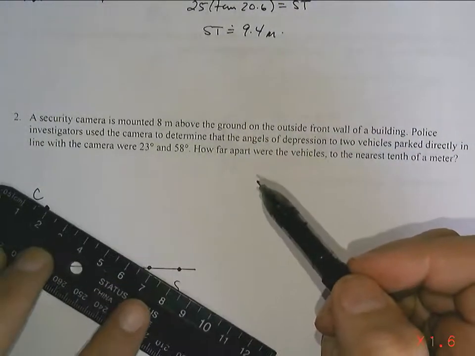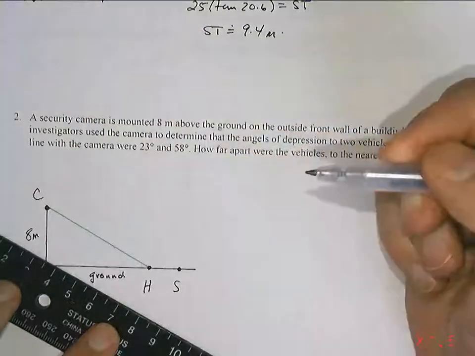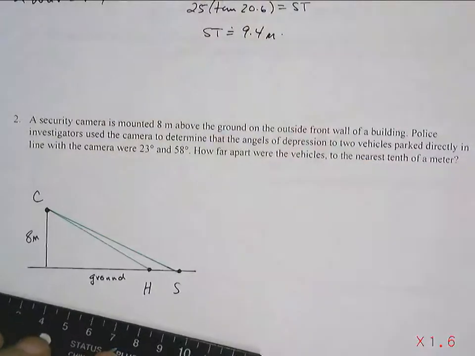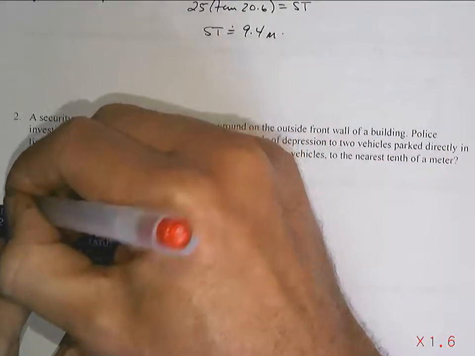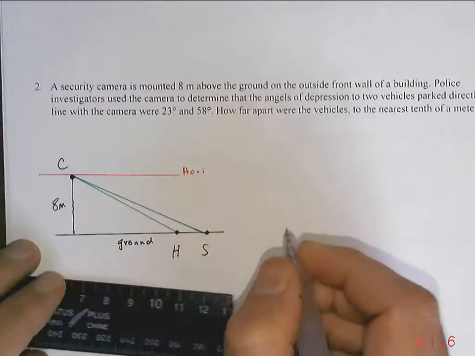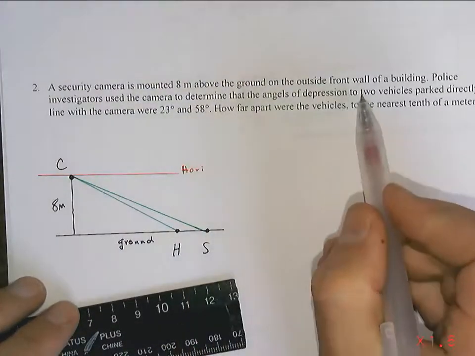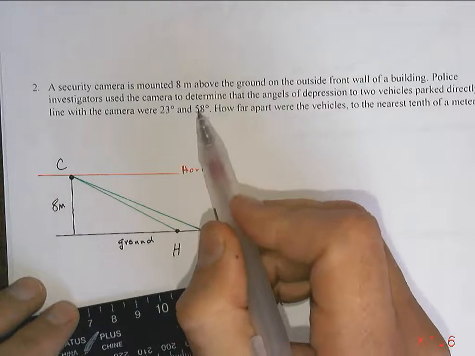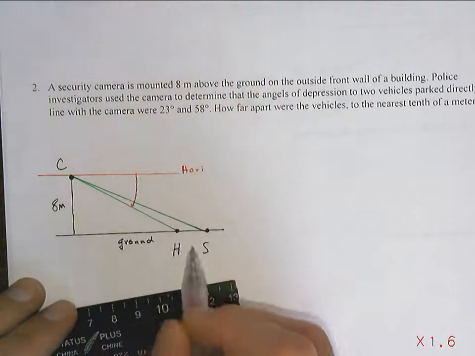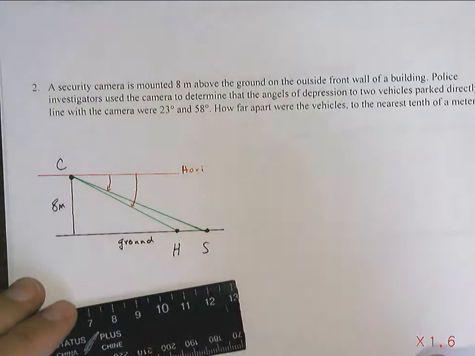So the camera has a line of sight to both of them like this. A line of sight to the Honda like that, and a line of sight to the Subaru like that. And the angles of depression have to be from the camera, because that's what they said. So your horizontal has to be from the camera. And we're looking for angles of depression. One of them's 58, so one of them's bigger than the other, right? So the bigger angle of depression is going down to the Honda, isn't it? And the smaller angle of depression is going down to the Subaru.